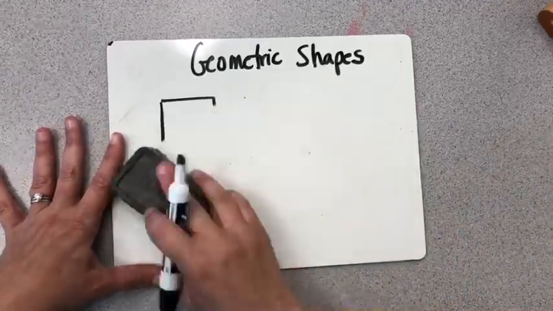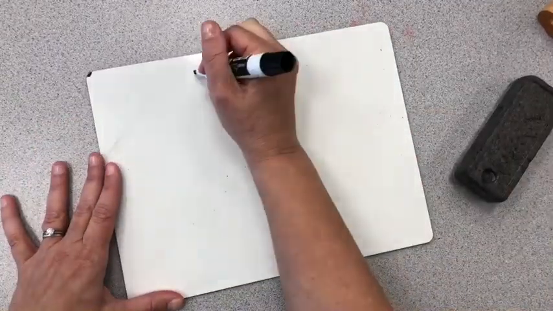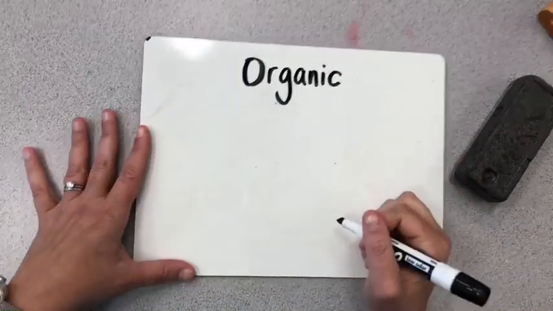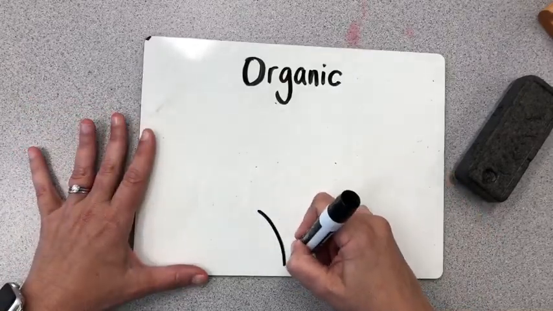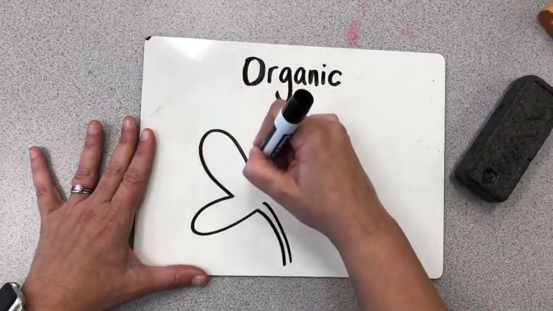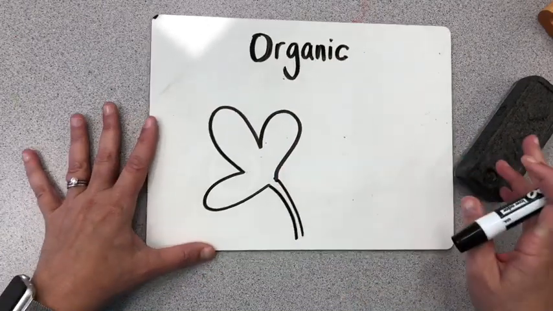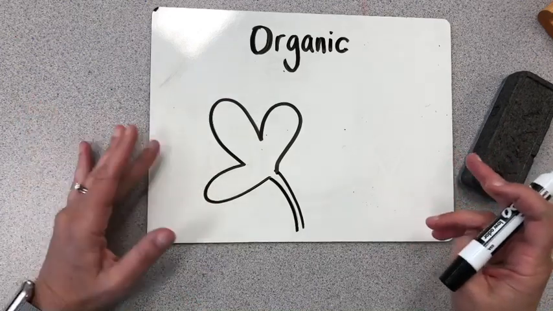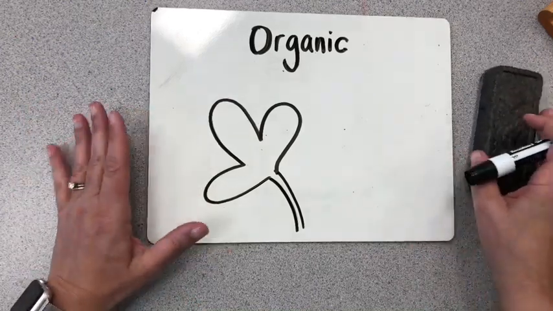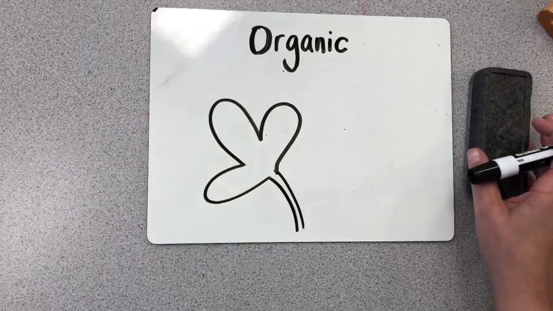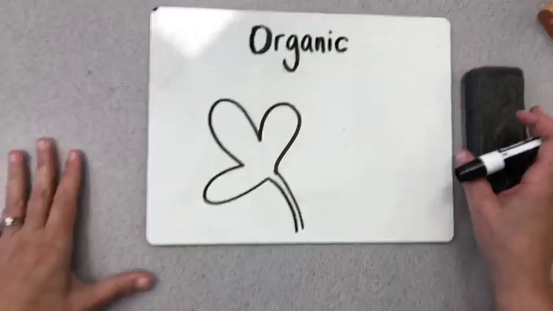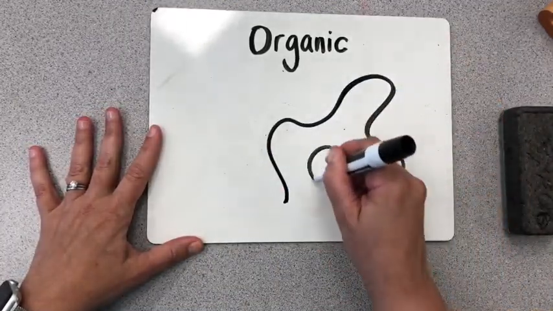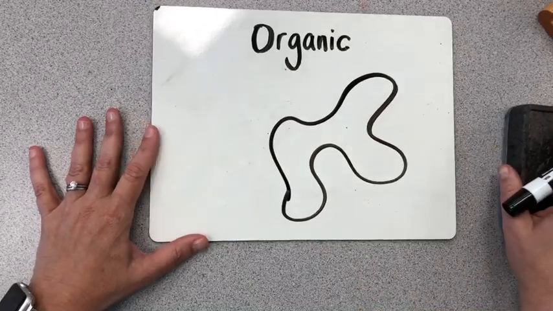Now, the other type of shape is organic. Now, organic shapes are shapes that don't have names. For example, let's say I was going to draw a picture of a leaf. It actually has a name because it's a leaf, but the actual shape itself does not have a name. So lots of things that you see in nature are organic shapes. There's not a lot of geometric shapes that you would find in nature. So that is an organic shape, okay?